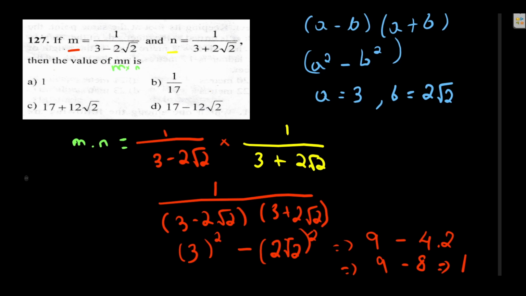So let's find our product. mn equals 1 in the numerator, and the denominator, which we know is 1. So that would simply give me 1. So the product, or the value of m times n, is 1. If you look at the options, we see that option A is the correct answer, which is 1.